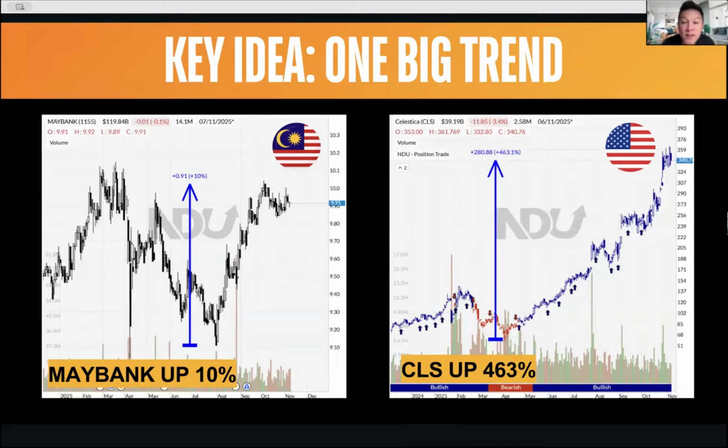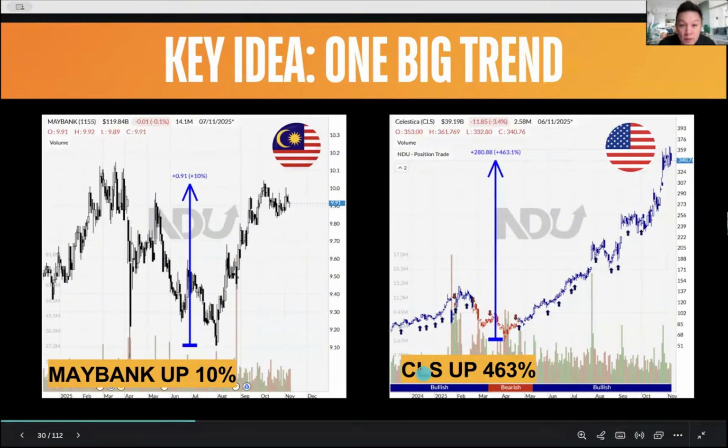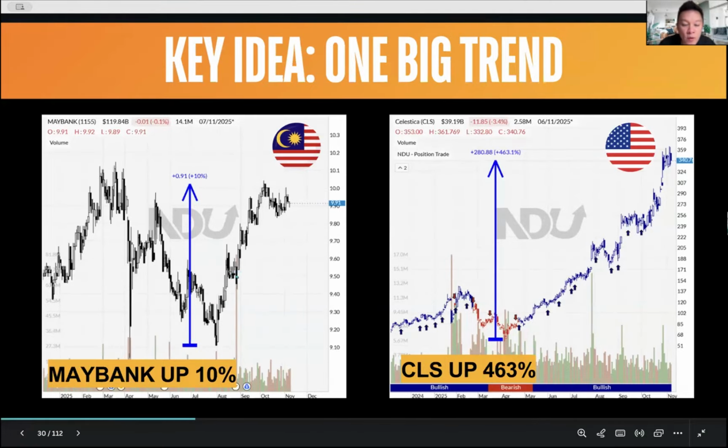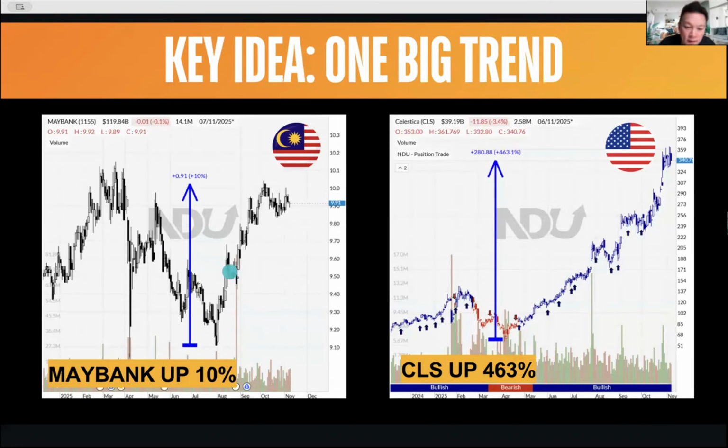Every year you just need what? One big trend. Everybody type in the chat, one big trend. A lot of people don't understand this one big trend. For example, if you have bought a share like Maybank, in one year the movement is 10%. And not necessarily will you make 10%. You make 10% only if you buy at the lowest.